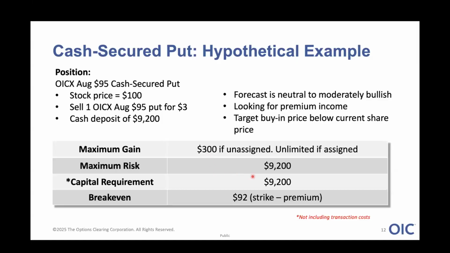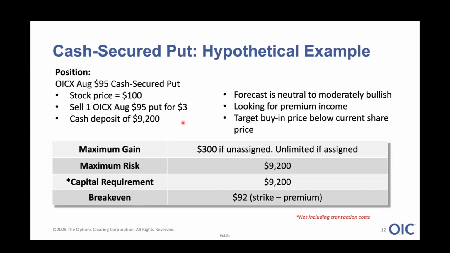Our maximum risk is from 92. It's $9,200, right? Our break-even price is going to be $92, and we have risk from 92 all the way down to zero should the shares fall apart. It's going to take $9,200 in capital requirement. Once again, our break-even is the strike price that we sold minus the premium that we took in. We do all the math, it gets us to 92. So if the shares finish at 92 at expiration, we're neither going to make money nor lose money. Our 95 level put is going to be worth exactly $3.